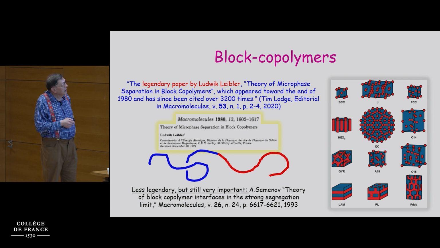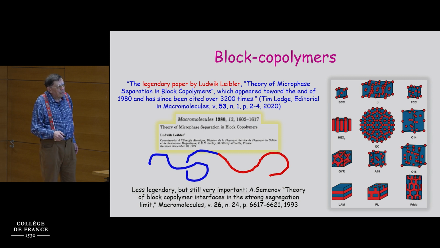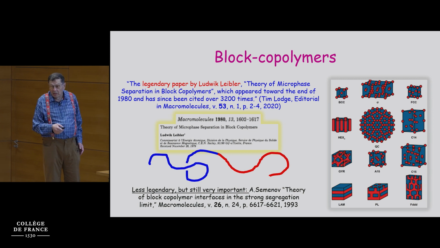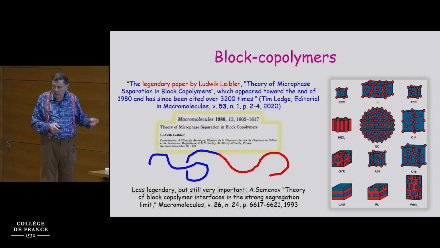Interestingly, in the review by Tim Lodge, he says, legendary paper. So it's legendary paper. I don't think Ludwig predicted all these phases, but this is what present-day block copolymer people claim to have observed. So there are indeed many structures that you can observe even in the block copolymer system, which is much simpler. So that would be the idea how to explain heterochromatin and euchromatin.